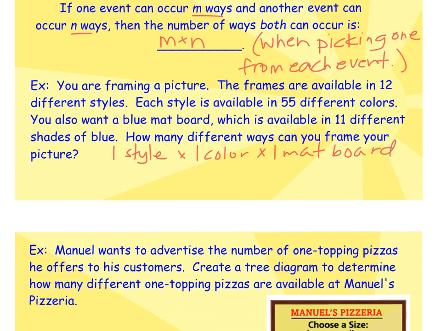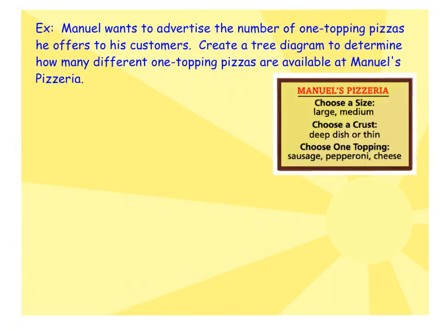There are 12 styles to pick from, so we can have any one of those. And within that style, there are 55 colors to pick from, which sounds like a lot, but it's actually quite true. And then if you have 11 different mat boards to pick from to go around that picture frame, there's a total of 7,260 different ways you could frame your picture. That's a lot.